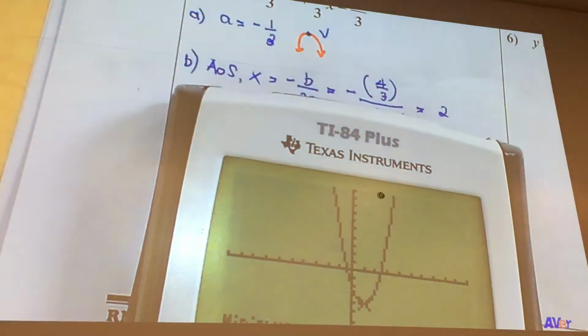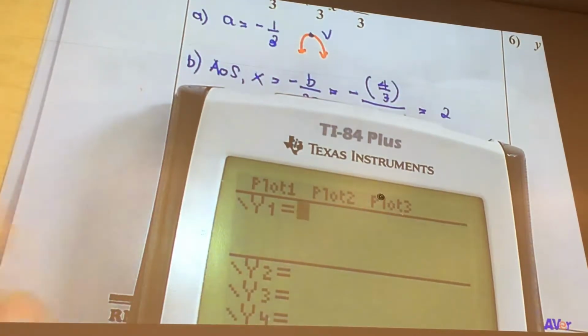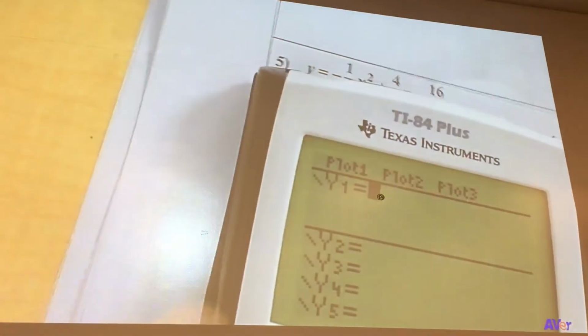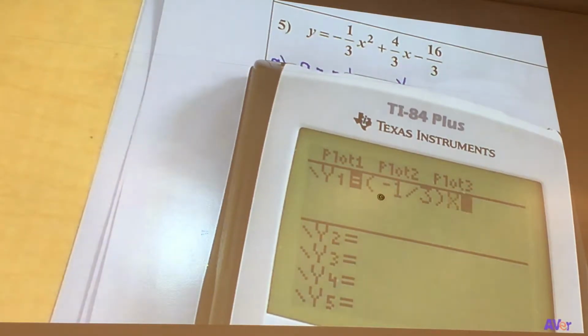Problem number 5. Alright? Okay, so go back here, clear. When you enter number 5, open parenthesis, -1 divided by 3. That's the -1/3. And then you're going to press X for it.